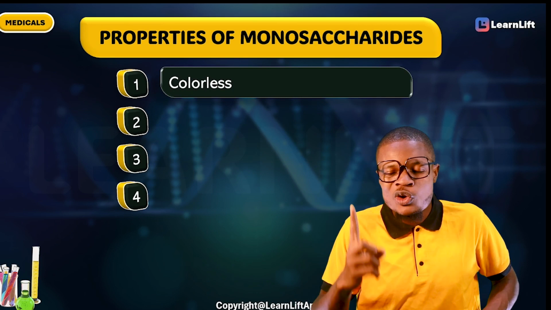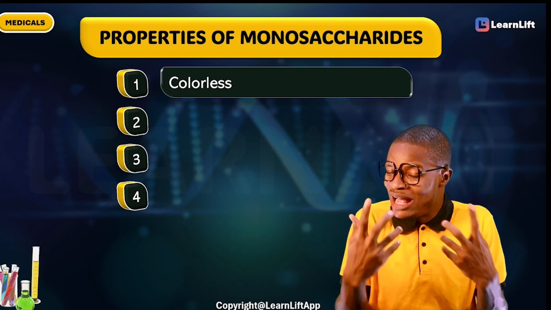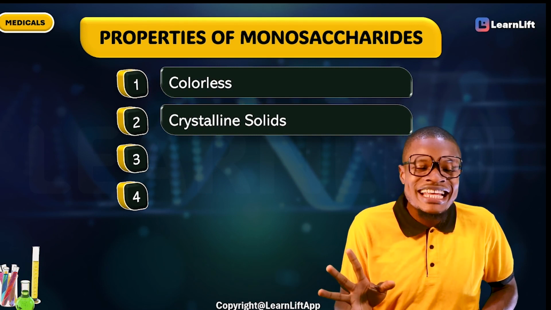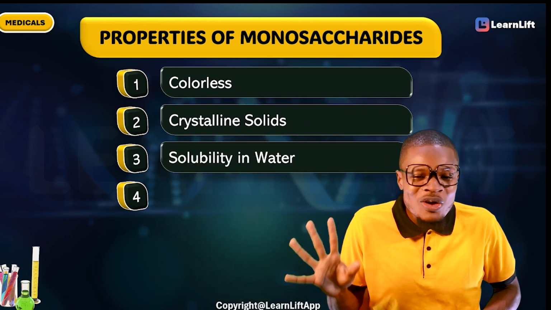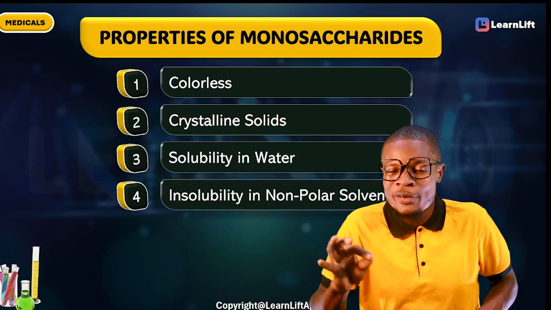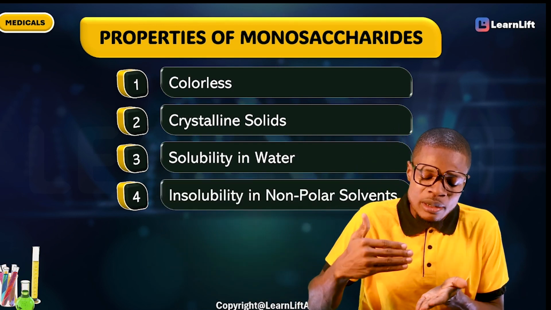Number 1 property is called colorless. So your monosaccharides are colorless. Number 2 is called crystalline solids. They are crystalline solids. And then number 3, they are soluble in water. Wow, very soluble. And then number 4, they are insoluble in non-polar solvents. Let's look at all of them one after the other.